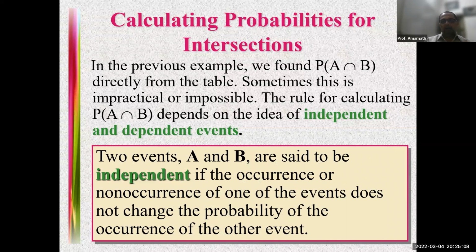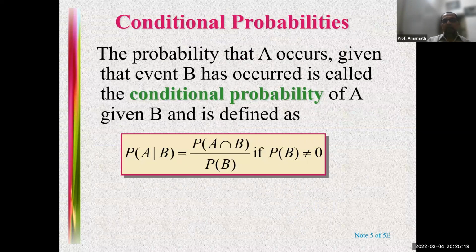A and B are said to be independent if the occurrence or non-occurrence of one event does not change the probability of occurrence of the other event. We come to conditional probabilities. The probability that A occurs, given that event B has occurred, is called the conditional probability of A given B. This is how we write it. That sign is known as 'given'. I think we can find this on our laptops also. For programmers, they know it as a piping symbol, if I am right.